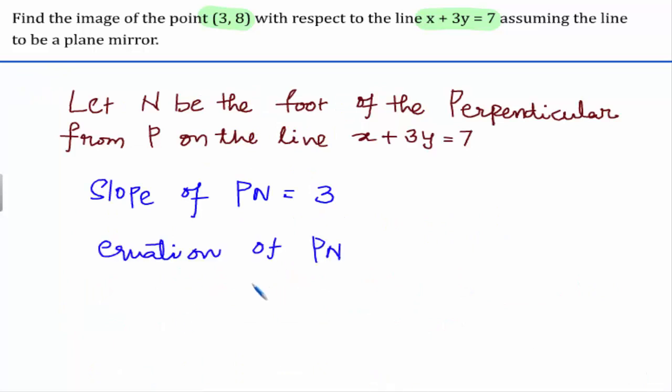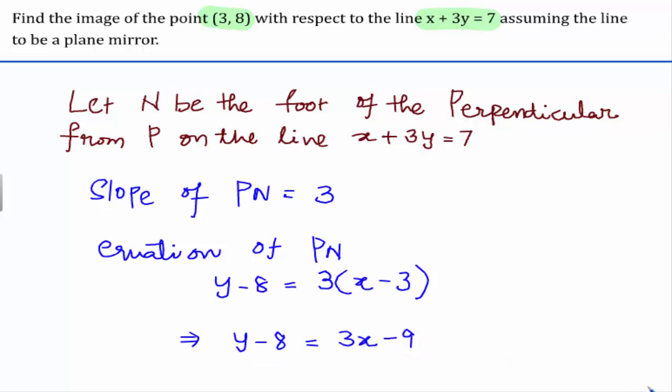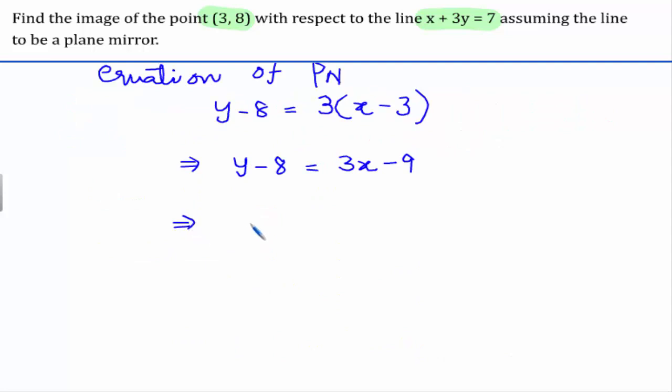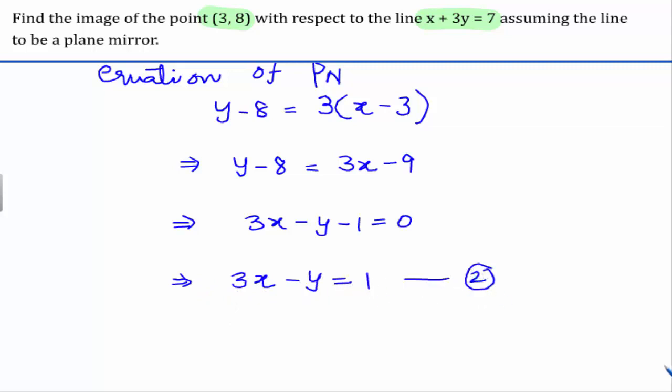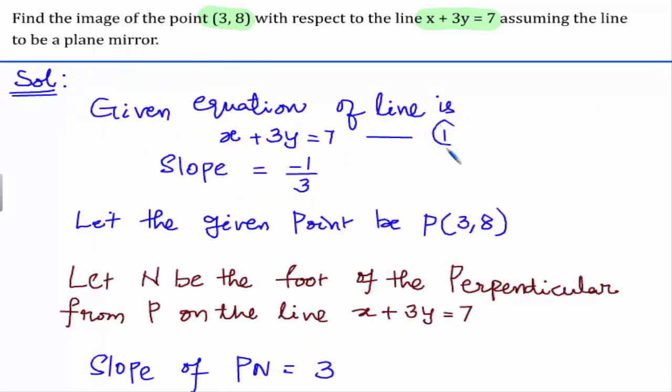Now let us write the equation of PN. Y minus 8 is equal to m, that is slope, which is 3 into x minus x1, that is 3. I am using the slope point form here. So here we get y minus 8 is equal to 3x minus 9. If we write this as equation, we get 3x minus y minus 1 is equal to 0. This can be written as 3x minus y is equal to 1. Let us consider this as the second equation and this as the first equation.